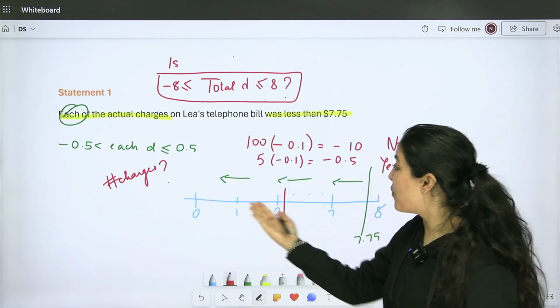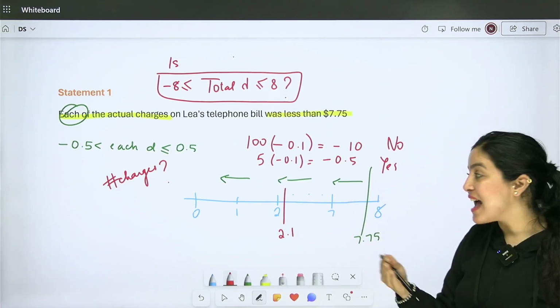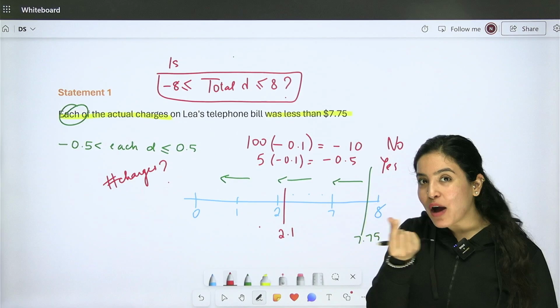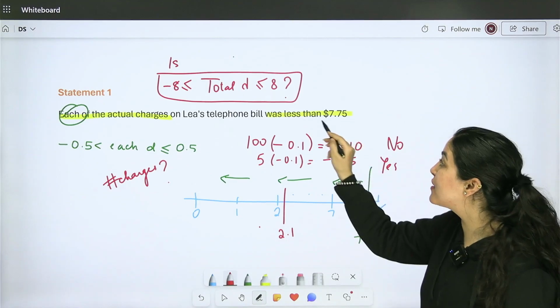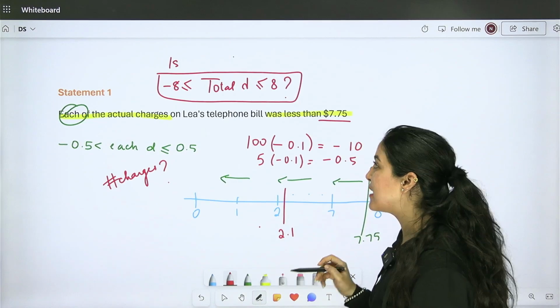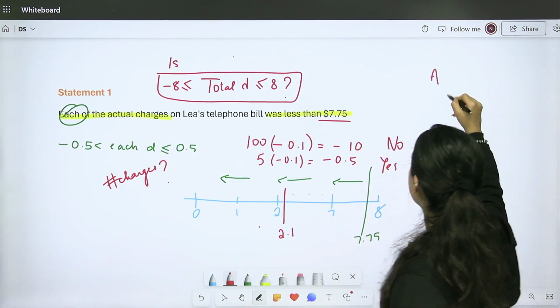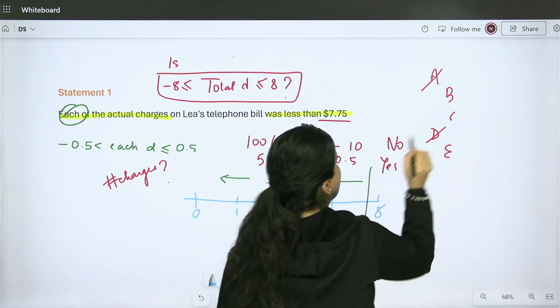Basically, knowing what the value of those charges is not important. I am always only interested in how much I am moving due to the rounding. Doesn't matter what the magnitude or what the value of an actual charge is. We don't care about that. So statement 1 alone is insufficient, because of which I am going to eliminate A and D.